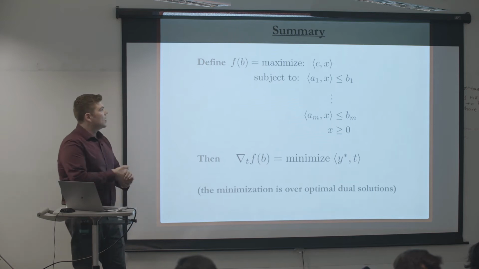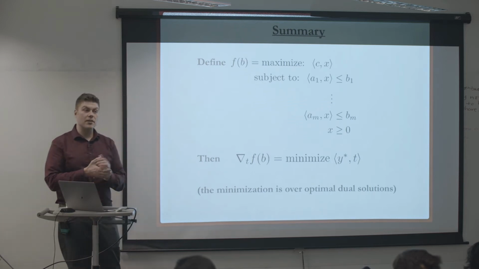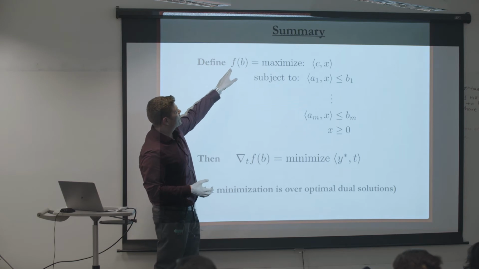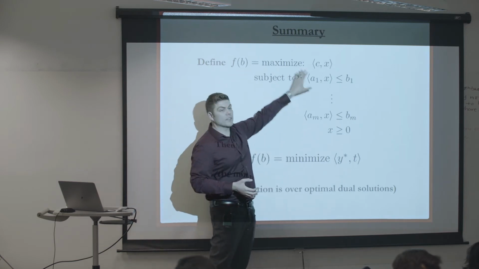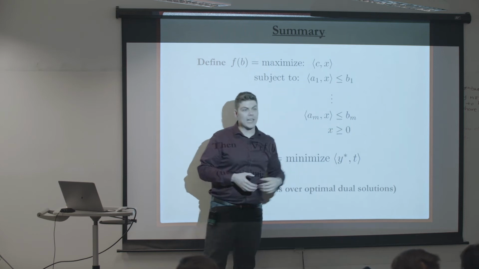Okay, so I keep talking about rates of change and stuff like that. If you want to get technical, it's really just a directional derivative. Okay? So here's a nice function. This is a function of b, and you solve this optimization problem. Okay? So you have b1 up to bm.